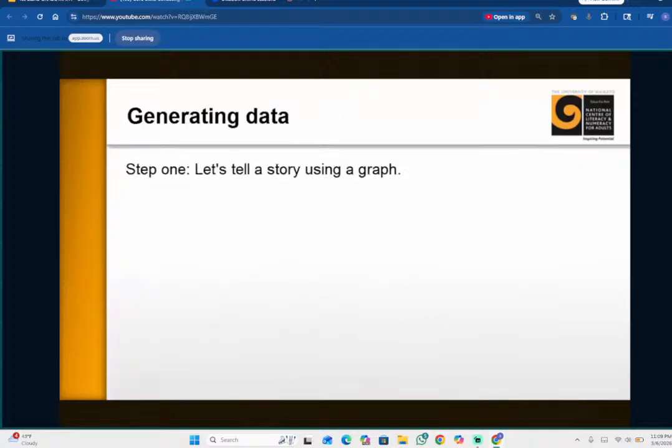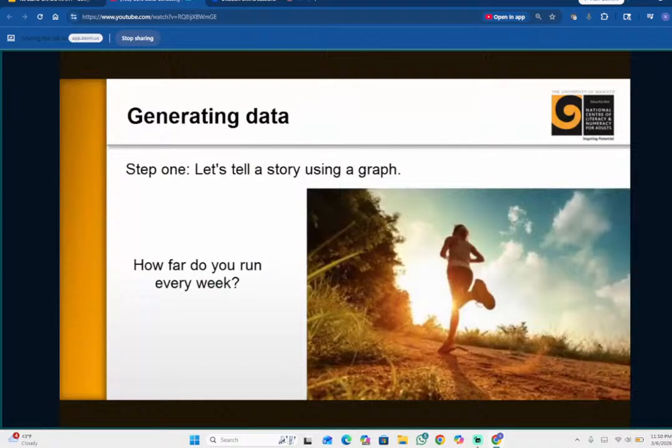Generating data. Now, as with Part 1, we want the learners to generate their own data and their own information to ensure that it's meaningful and engaging. And a key learning point of this content is that graphs tell a story, and it's our job to work out what that story is. So again, in the context of sport and fitness, and remembering that the sport and fitness learners are often avid runners, we're going to ask this question: how far do you run every week? And again, you can insert your own question to generate data on any topic.